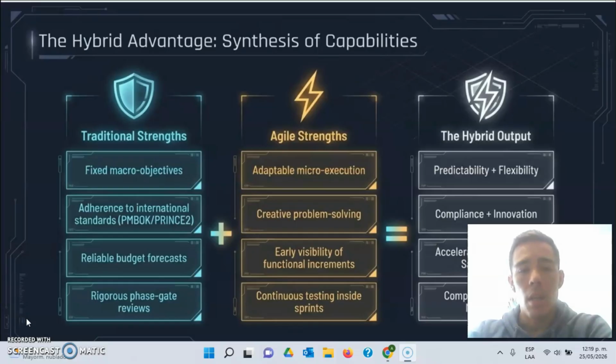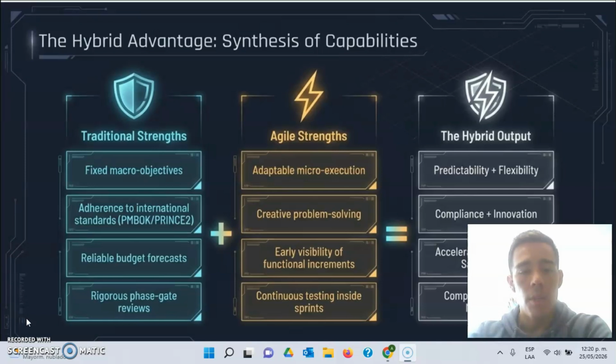Traditional methodologies such as PMBOK and PRINCE2 provide structure, planning, budget control, and compliance with international standards. This approach helps the organization maintain stability and reduce project risk. On the other side, agile methodologies like Scrum contribute flexibility, quick problem solving, continuous testing, and early delivery of functional results.